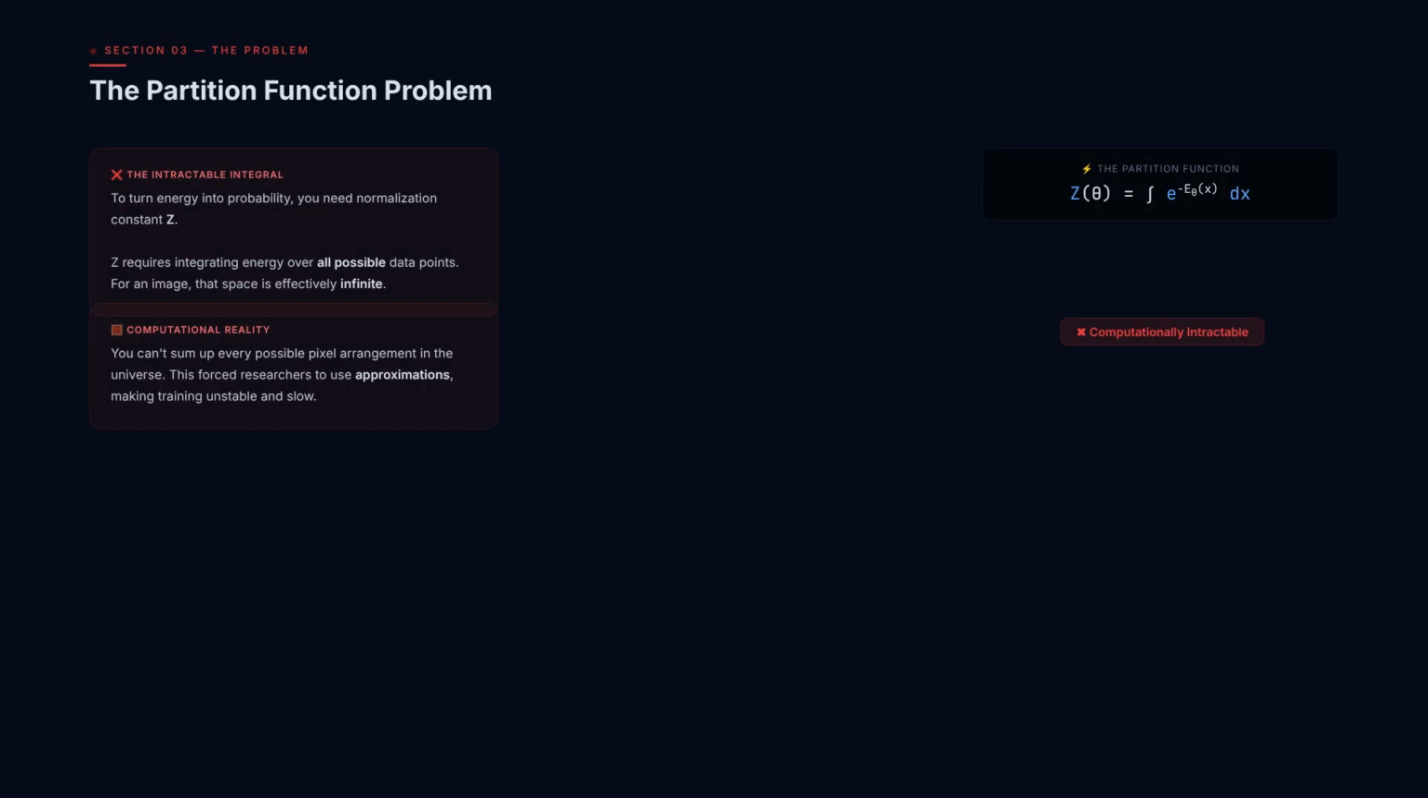The partition function problem. To turn that energy value into a real probability, you need a normalization constant called Z. Z requires integrating the energy over all possible data points. For an image, that space is effectively infinite. It's computationally intractable. You can't calculate the exact likelihood because you can't sum up every possible pixel arrangement in the universe. This intractability forced researchers to rely on approximations, making training EBMs incredibly unstable and slow compared to the rise of VAEs or GANs, which offered easier, approximate likelihoods.